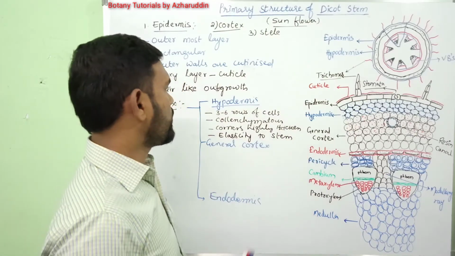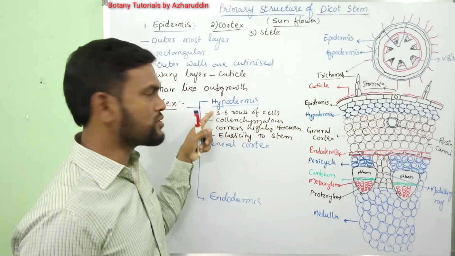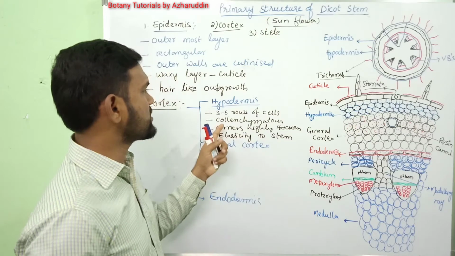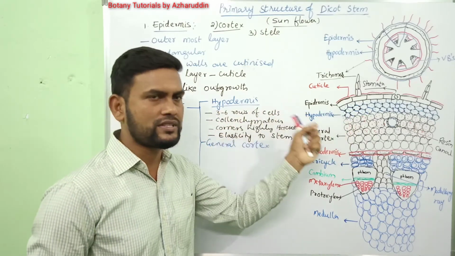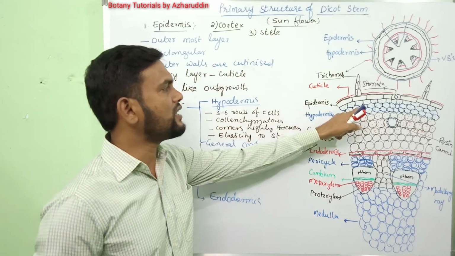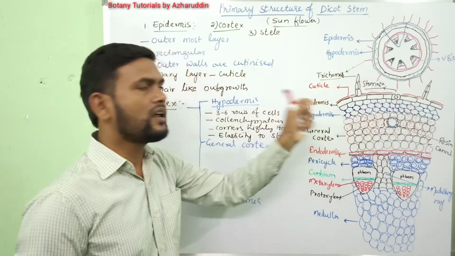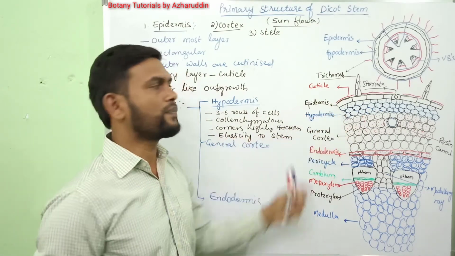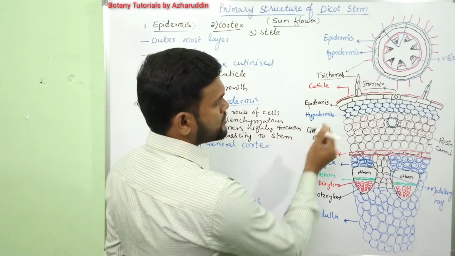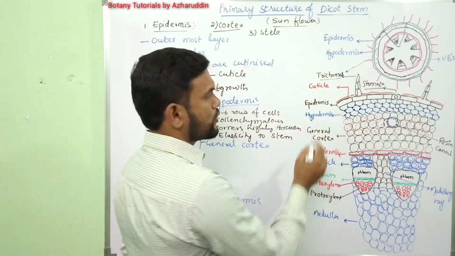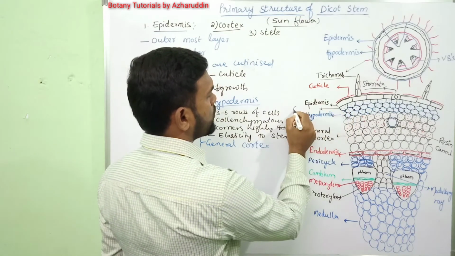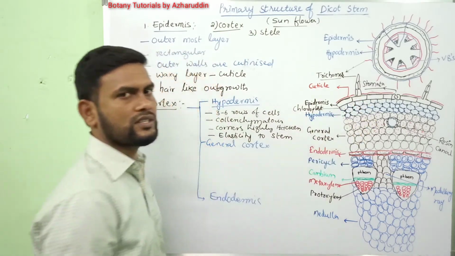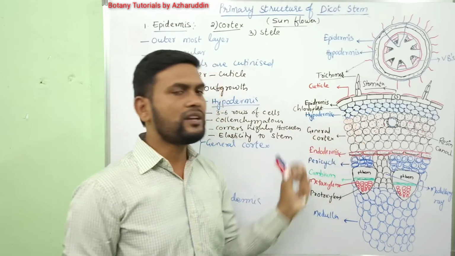Do you understand? Once again I am repeating, hypodermis is composed of 3 to 6 rows of cells, and they are closely arranged without intercellular spaces. These hypodermal cells are collenchymatous in nature, and their corners are highly thickened, which provides elasticity to the stem. Along with that, they also contain dense cytoplasm and chloroplasts. Due to the presence of these chloroplasts, they perform photosynthesis, and they are involved in assimilatory function.